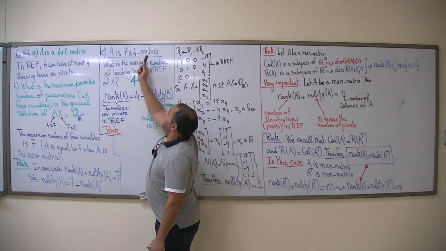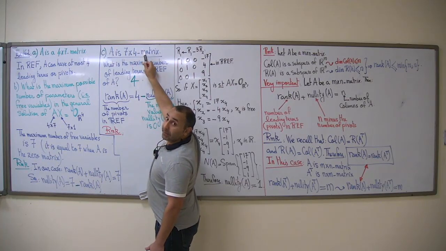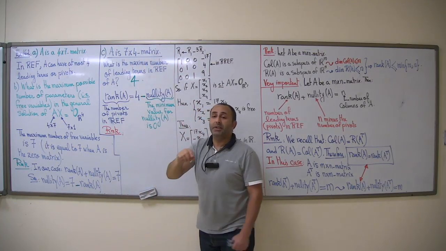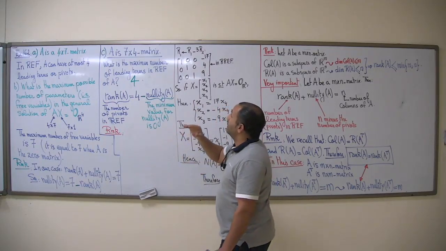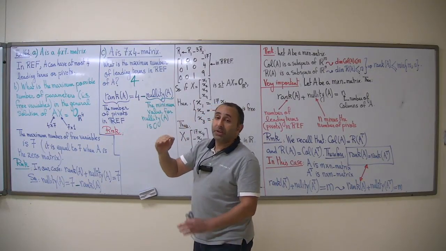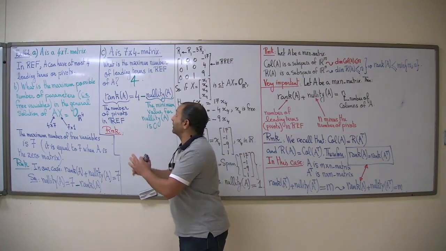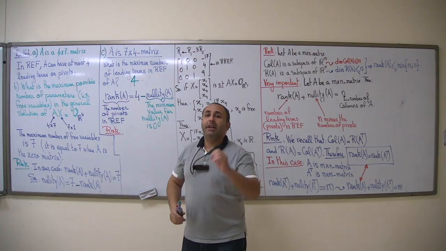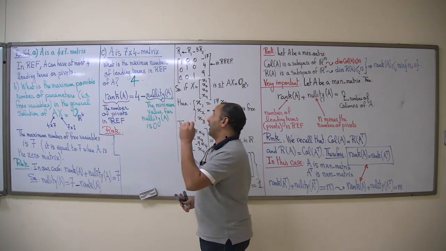The size of the matrix is 7 by 4. That means we have 7 rows and 4 columns. But each row is in R4.